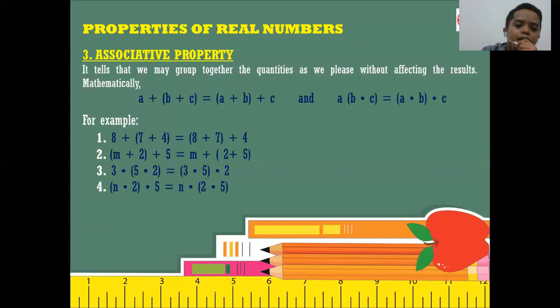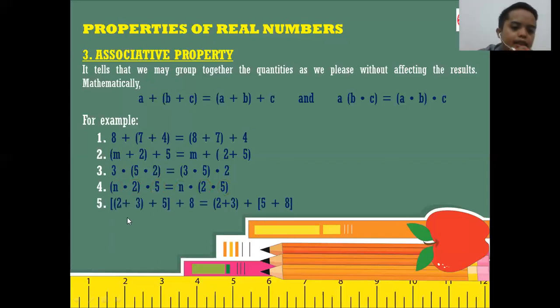Now, for the fourth example, the quantity of n times 2 times 5 is equal to n times quantity of 2 times 5. So in example 3, the 5 and 2 is grouped. This time, the first number here, or variable, n and 2, are grouped together, and then you multiply by 5. By associative property, these 2 and 5 are grouped together, and then n. Okay, so that is example number 4, associative property.